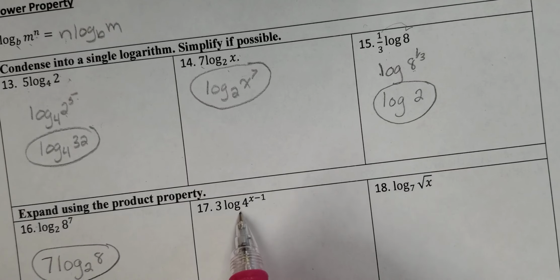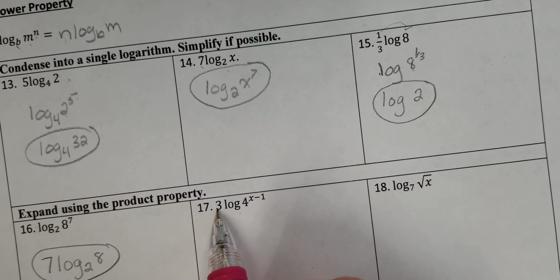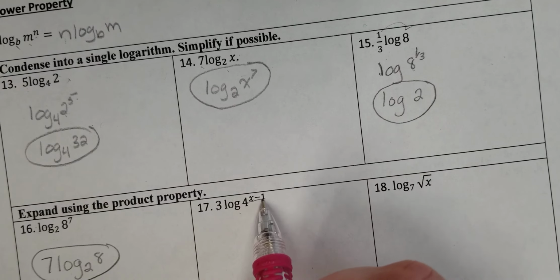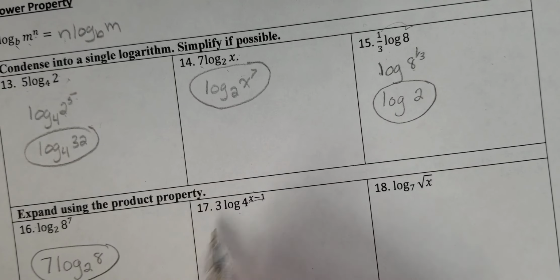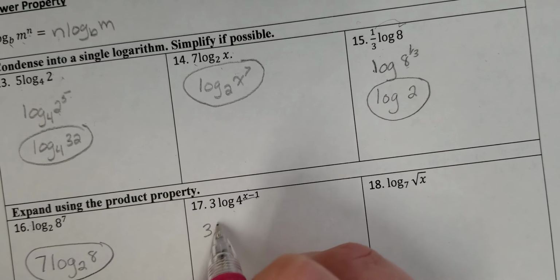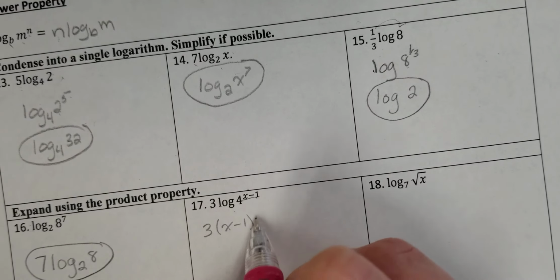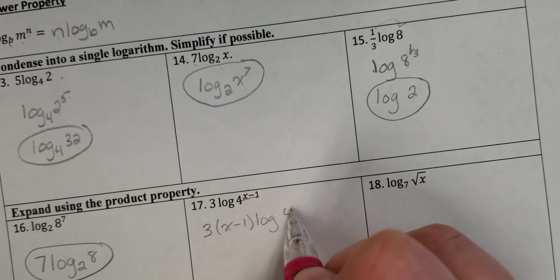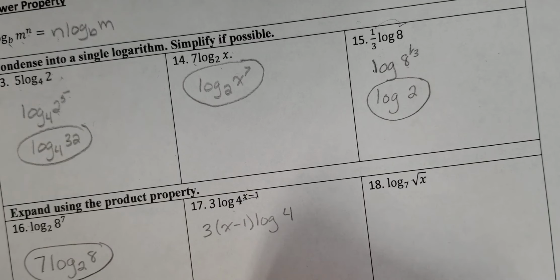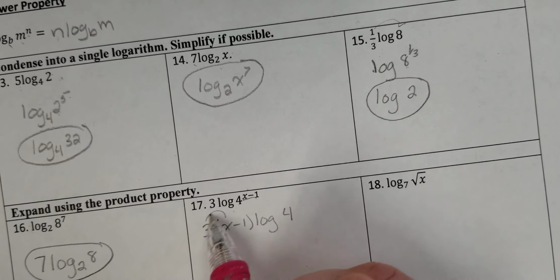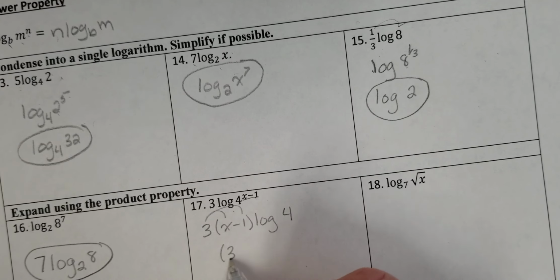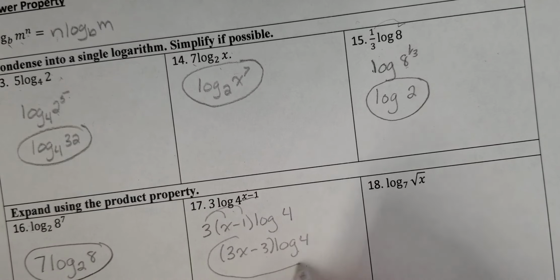All right, so for this one, we already have a coefficient, and we have this exponent that we're going to make into the coefficient. So we're going to take the x minus 1 and make it 3 times (x minus 1) in parentheses, log of 4. And now distribute the 3, and then leave it in parentheses. So we have (3x minus 3) log base 4. So we know that everything in the set of parentheses is multiplied by the log. And then that's our final answer.